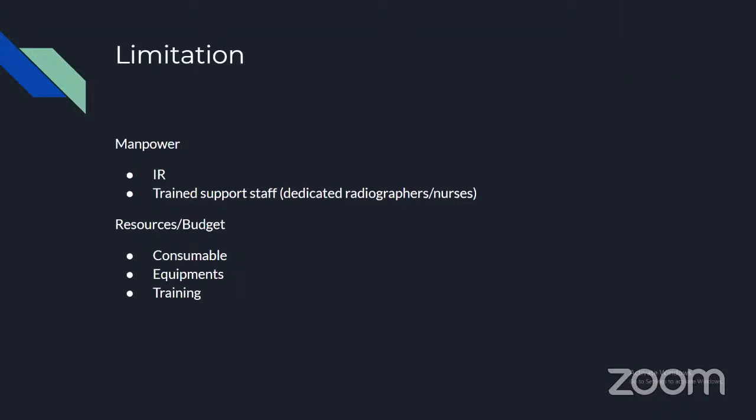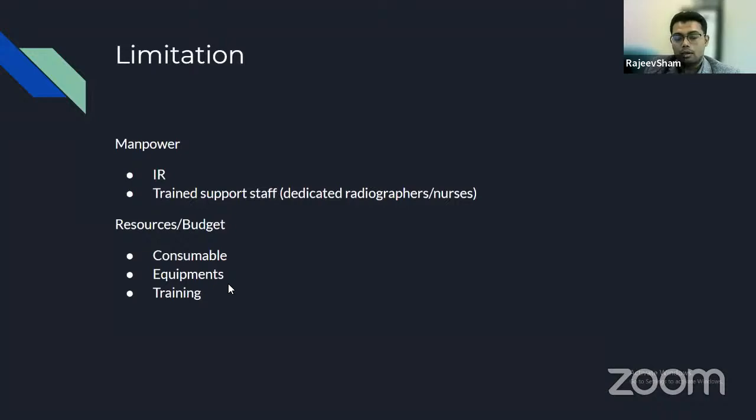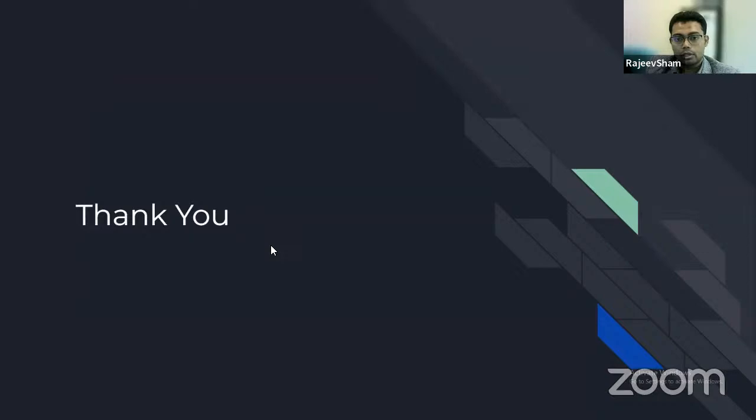Maybe in future, if we have more cases, we might need more angio suites. As for now, we only have one angio suite. And other equipment, for example, the equipment for biopsy and so on, that we might need more. And of course, to train the IR and also to train these support staff, we also need a budget. So I think that's it for my presentation for today.